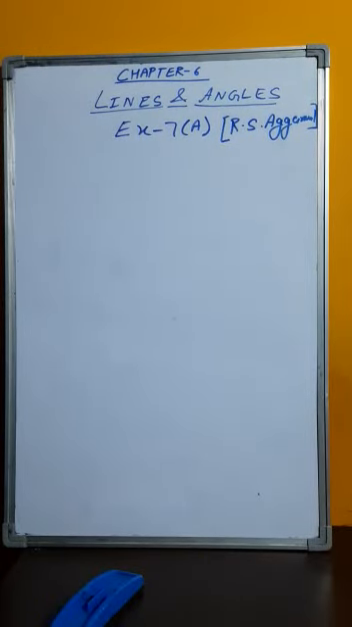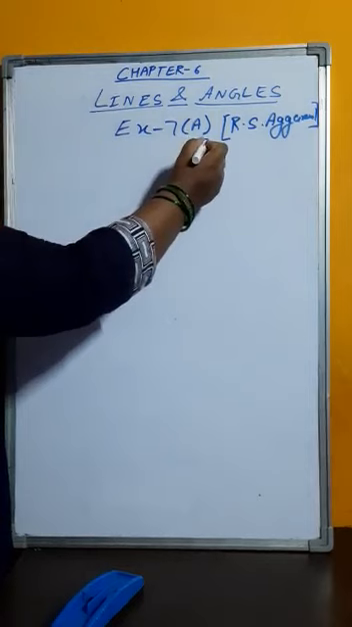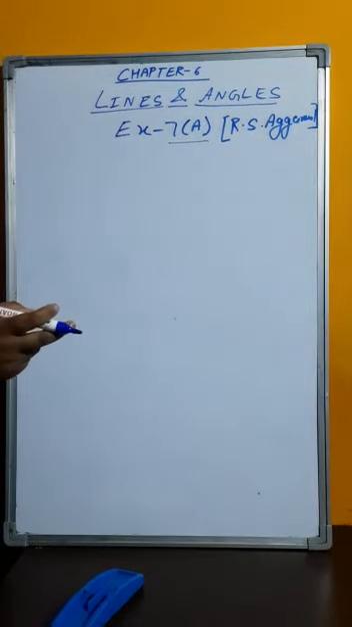Now students, 3 to 4 questions are left in exercise 7A of the RS Aggarwal book. You will try to complete that. Next day we will discuss linear pair of angles and vertically opposite angles.